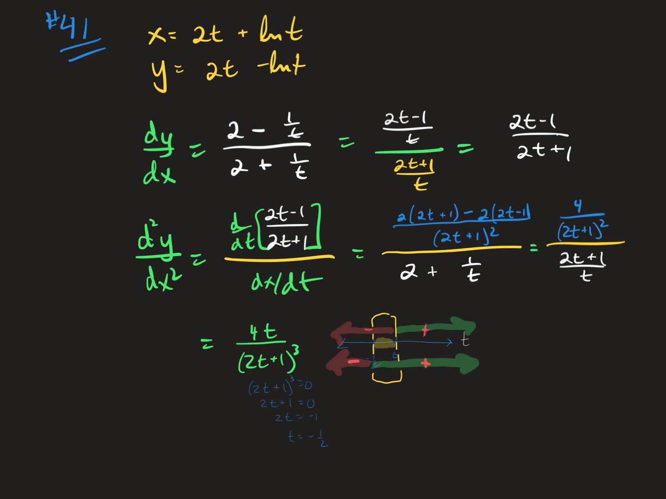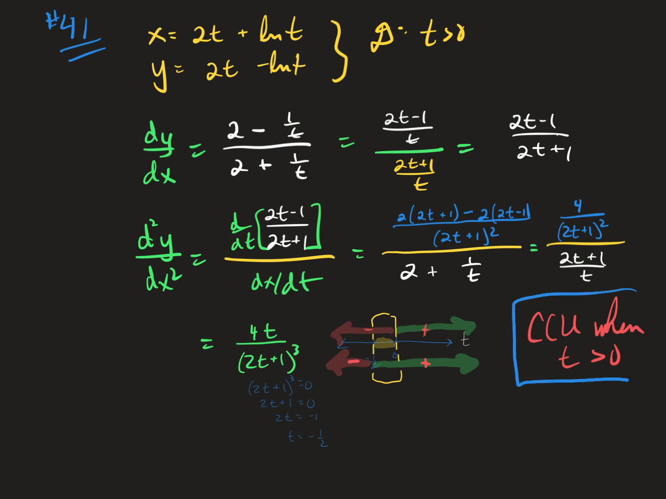So when t is bigger than 0, is the second derivative positive? When t is bigger than 0, the numerator divided by denominator will be positive. So the answer is when t is bigger than 0. The plane curve is concave up when t is bigger than 0.